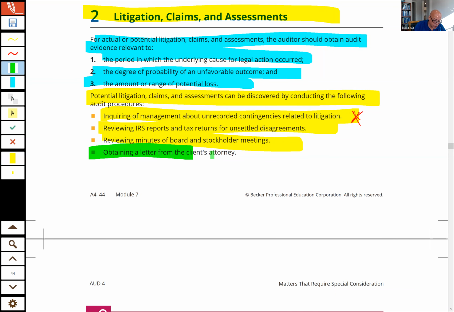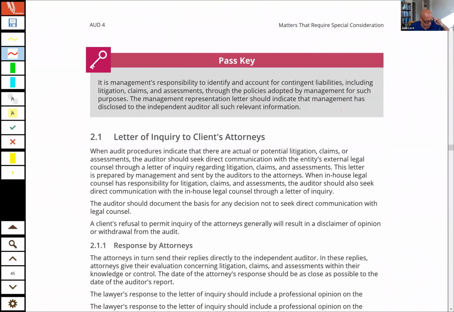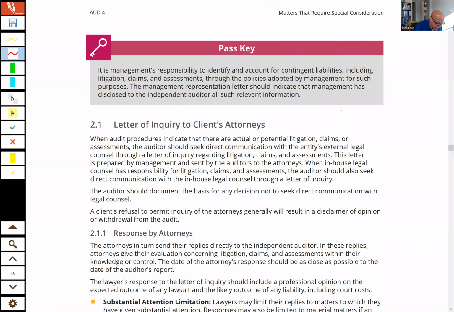Okay, and then obtaining a letter from the client's attorney. That's pretty much going to happen as a matter of routine on every audit, and we're going to get to that here in a couple seconds. Okay, but flashcard those things. The important thing being that management needs to be telling you about this stuff. They know if they're being sued. Okay, good. So what happens? You come over and you take a look at the letter of inquiry to the client's attorney.